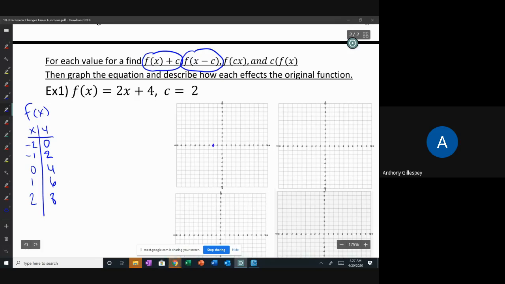-2, 0 is here. -1, 2 is here. 0, 4 is here. 1, 6 is here. 2, 8 is here. I'm going to try to draw this carefully. It's going to look like this. That's f of x, right?